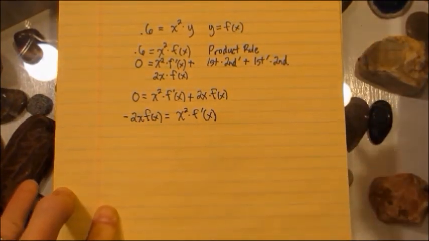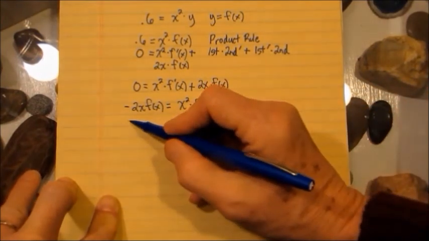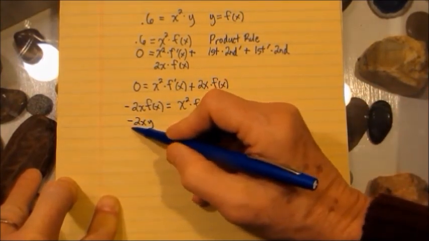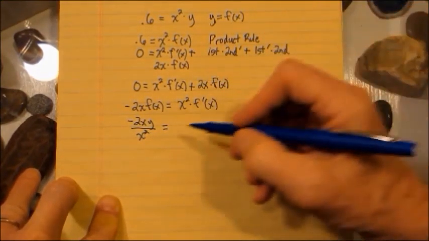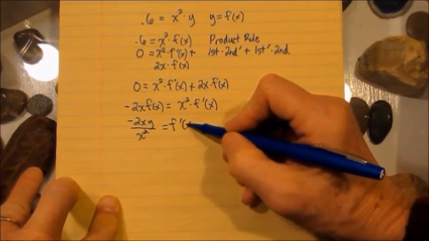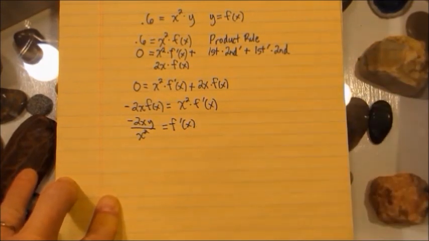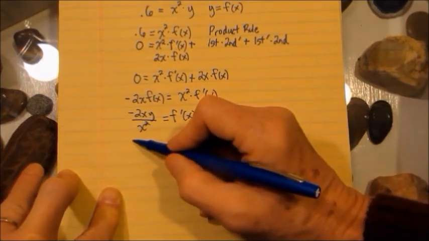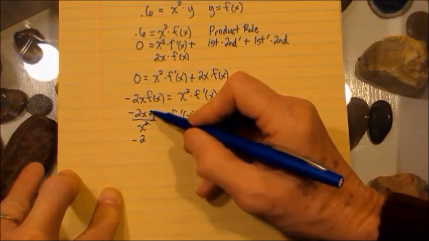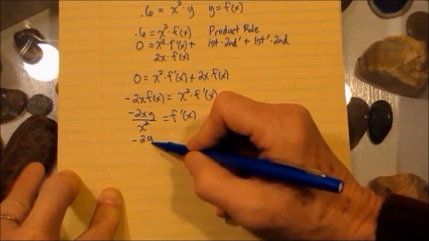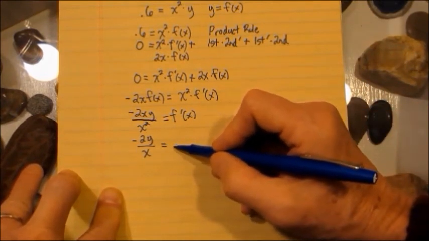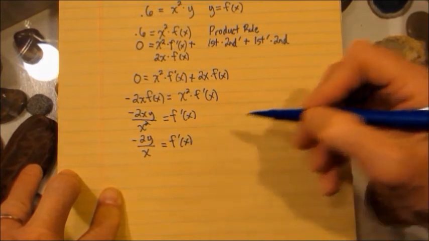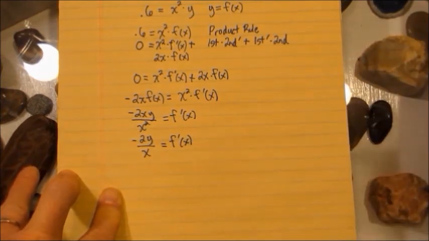At this point, I think I might replace f of x with y, because it'll look a little bit cleaner. And notice if I divide both sides by x squared, I get what I'm looking for. I get f prime all by itself. So I have found the derivative implicitly. But cleaning it up, I will divide the x's in the numerator and one of the x's in the denominator. And so I get negative 2 times y over x, and that equals my derivative. So what this means is that at any point, I plug in the coordinates of that point, and that will give me the slope at that point.